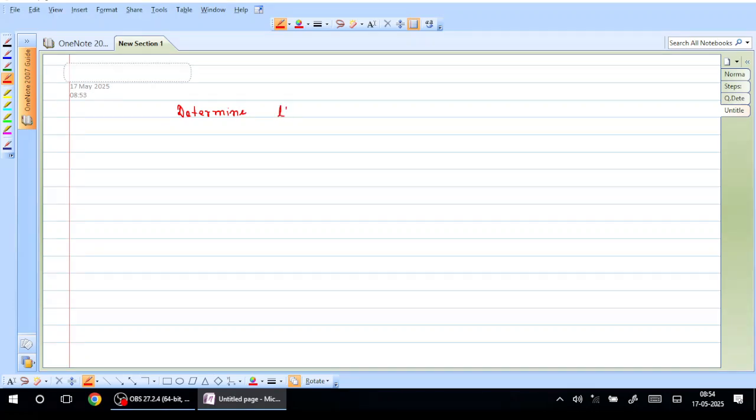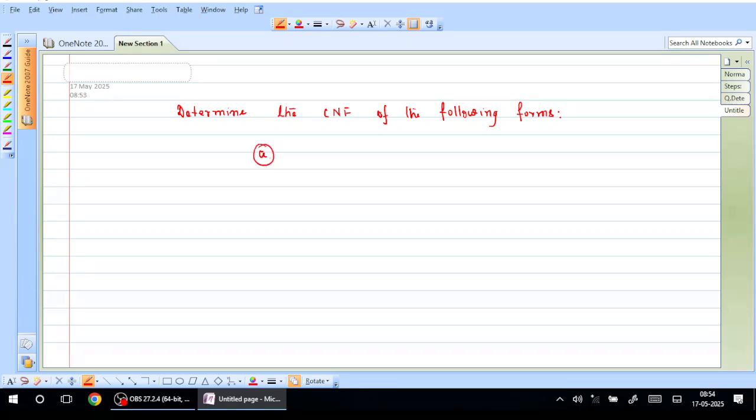Determine the CNF, conjunctive normal form, of the following forms. So let us do some problems, and once we do some problems we will try to understand.